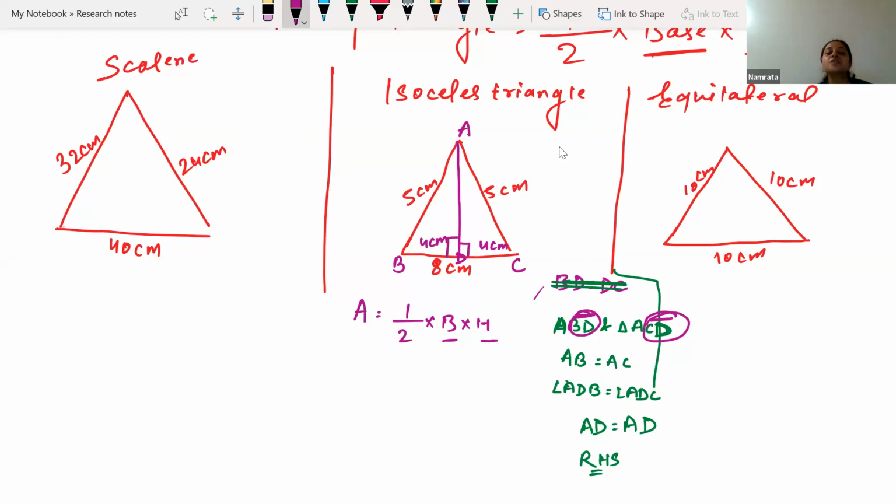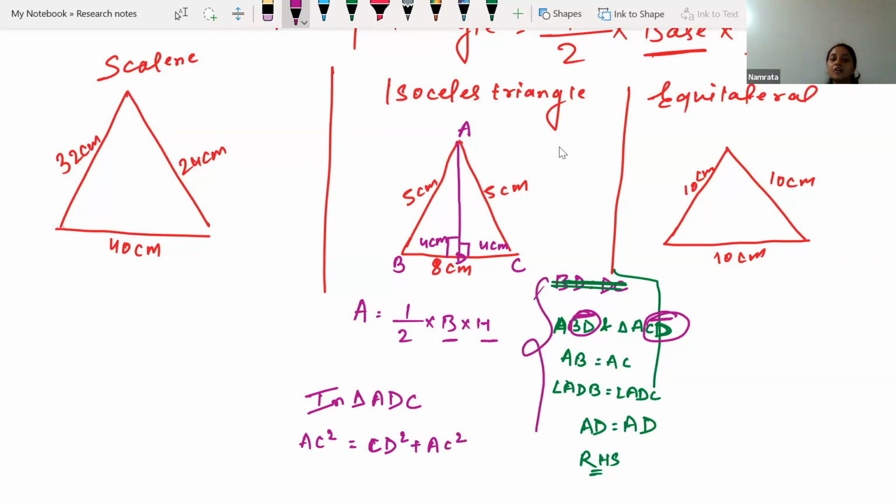Why are we doing so? So that we can find the length of the perpendicular AD by Pythagoras theorem. We will take one of the triangles, either the left one or the right one, and find the length of the perpendicular AD. So in triangle ADC, here we know DC is 4, AC is 5. We have to find AD. We know AC square will be equal to CD square plus AD square in triangle ADC.